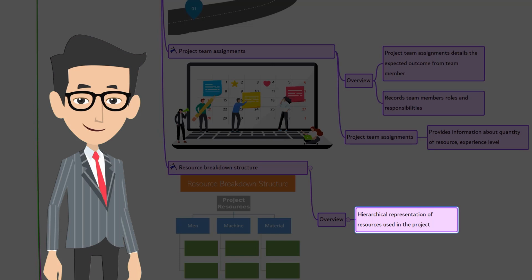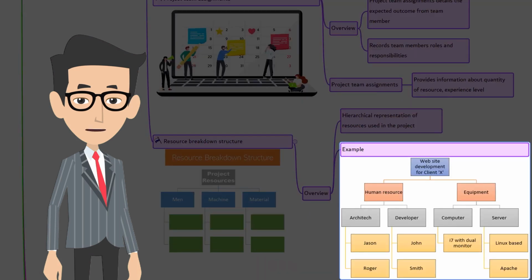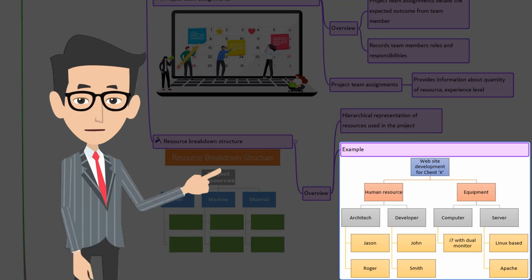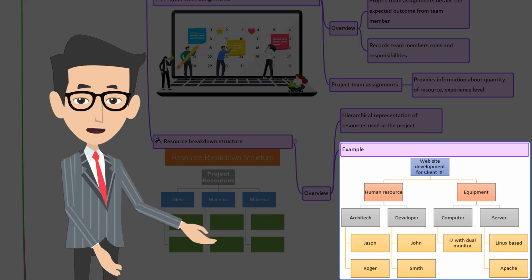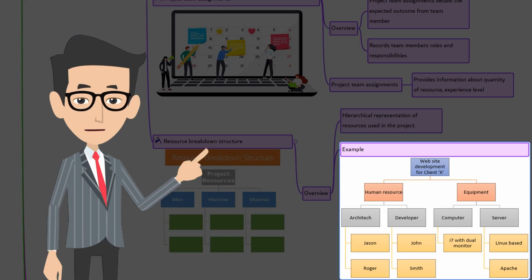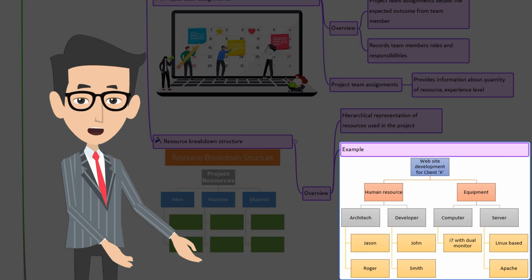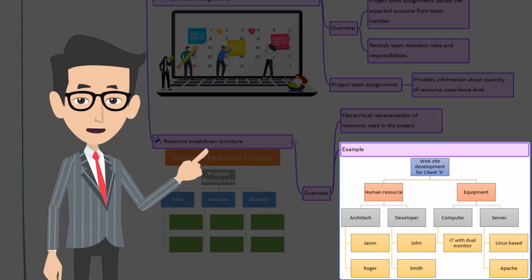Let's look at an example. Let's take a super simplified example. You are developing a website for client X. You need both human resource and physical resources. You can categorize the human resources as architect and developer. We have Jason and Roger as architect, John and Smith as developers. In terms of equipments or physical resources, you need computer and a server. I hope you're getting the idea.